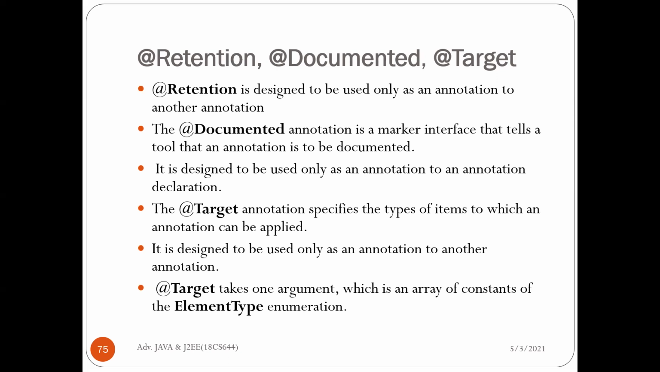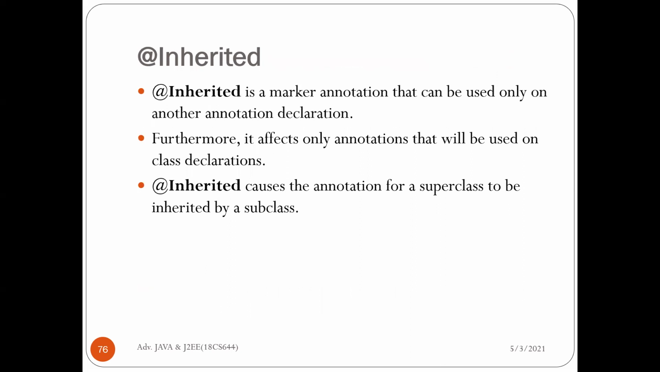A target annotation takes one argument. That argument is an array of enumeration constants, where we specify whether it can be applied on a class, method, variable, or constructor. All those things are specified in ElementType using the enumeration.